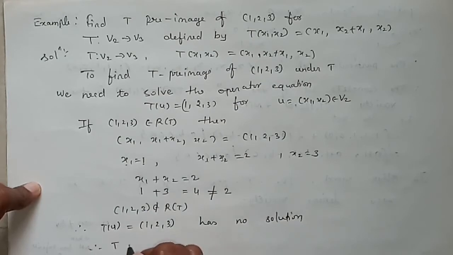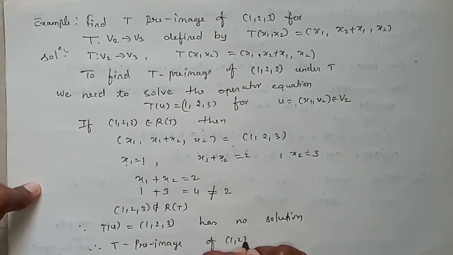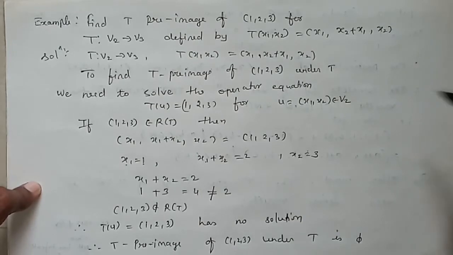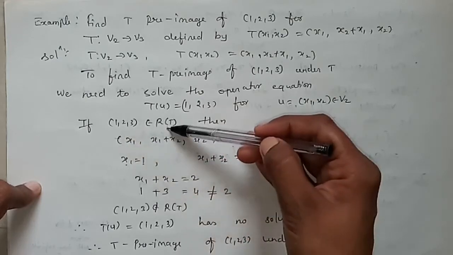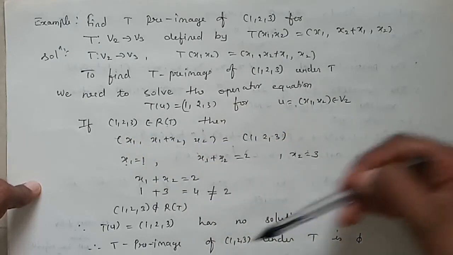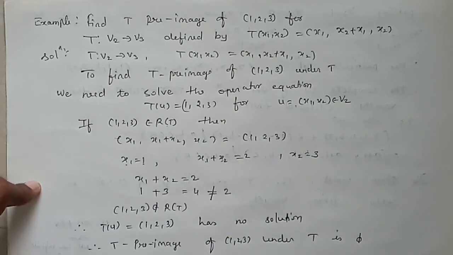Therefore, if it has no solution, then the T pre-image of (1, 2, 3) under T is nothing but empty. Now from this question what we can conclude: if an element is not in the range of T, then we can say that it has no solution. So there are always three possibilities: either it has a unique solution, or infinite solutions, or it does not have a solution. We have seen two types of questions.